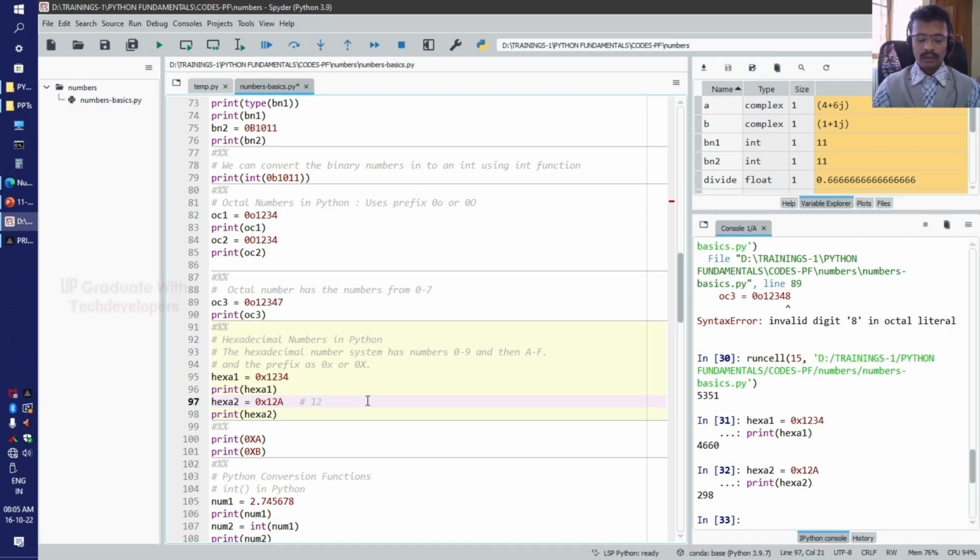Let's see, 1 2 and then a, which is 1 0, is equivalent to 0 into 16 to the power of 0 plus 1 into 16 to the power of 1, 2 into 16 to the power of 2, 1 into 16 to the power of 3.